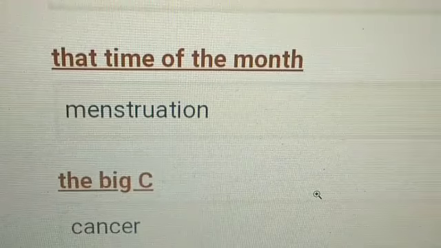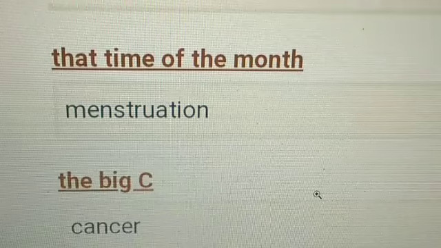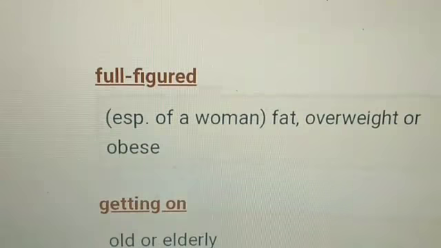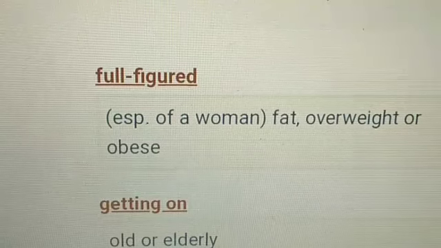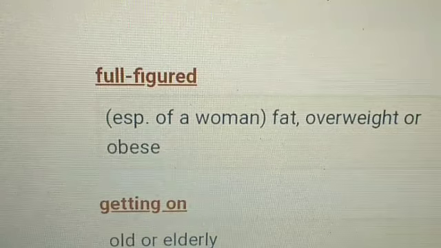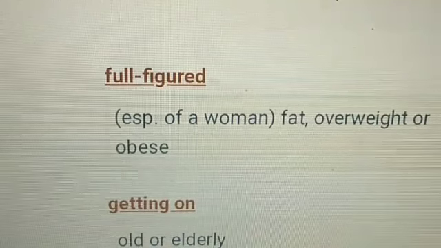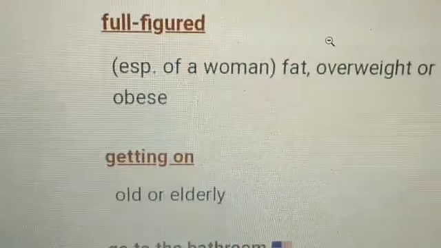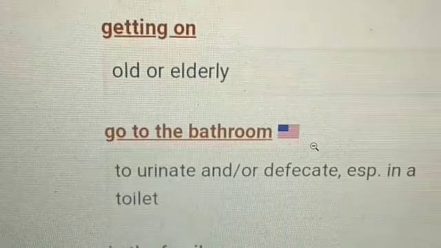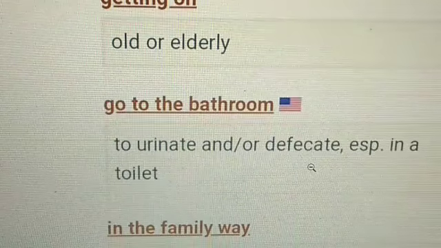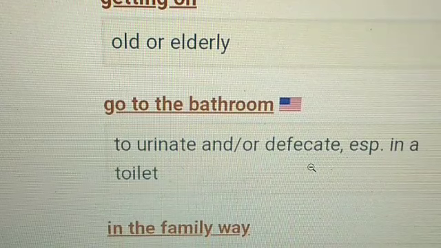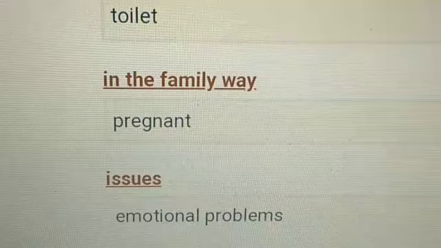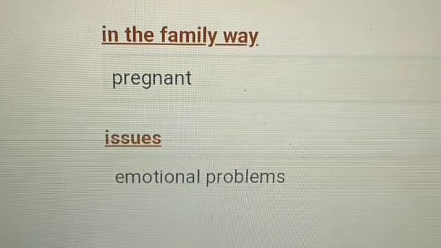For menstruation, you should say that time of the month. Cancer, you should say the big C. Especially for a woman, fat, overweight or obese, we say full figured. For an old or elderly person, you should say getting on. To urinate or to defecate, especially in the toilet, means go to the bathroom. For pregnant, we say in the family way. For emotional problems, we say issues.